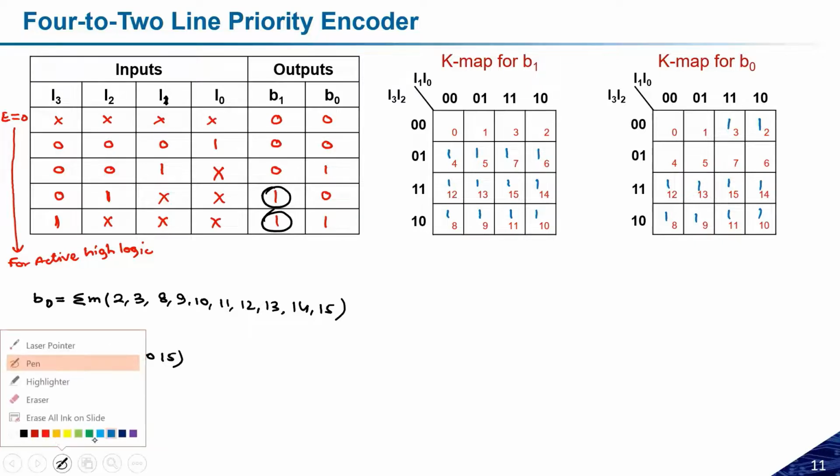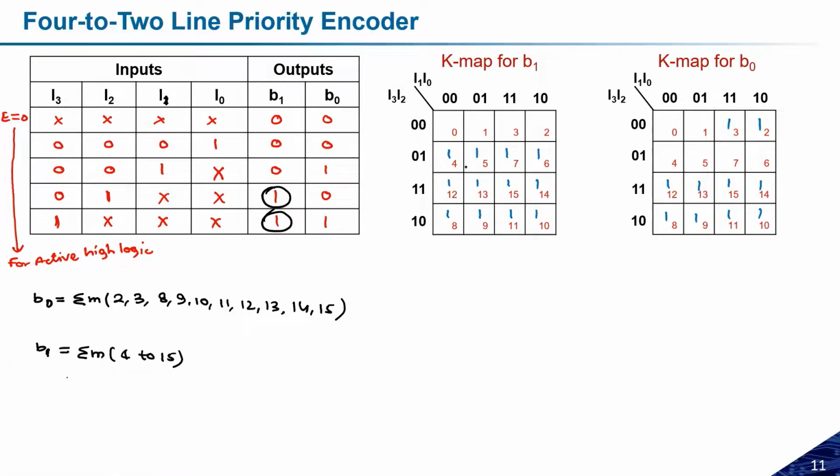Now let's try to make the pairs. How will the pairs look? For this one, can anyone tell me what pairs are possible in the B1? We can have two quads here, right? One quad I can make this one, and the second quad that I can make is this one. So I can make two quads over here.